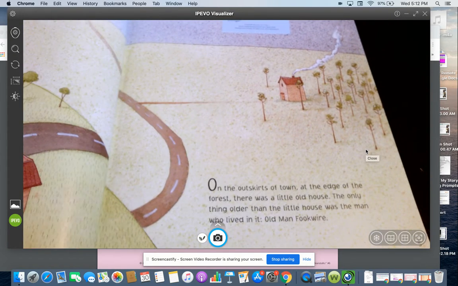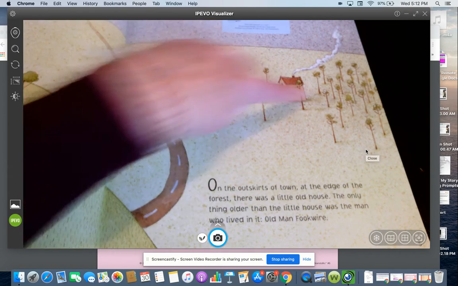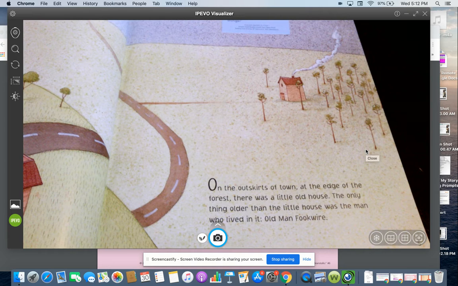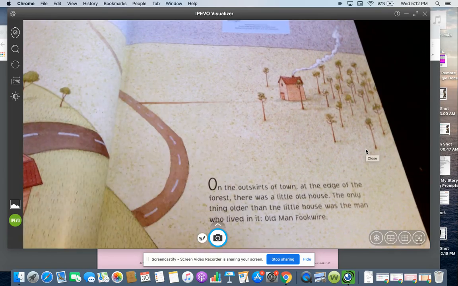It says, on the outskirts of town, at the edge of a forest. Ooh, the edge of a forest. So here's the forest. There was a little old house. The only thing older than the little house was the man who lived in it, Old Man Fookwire. So I'm going to make a note.